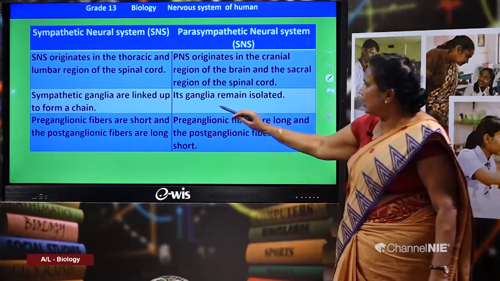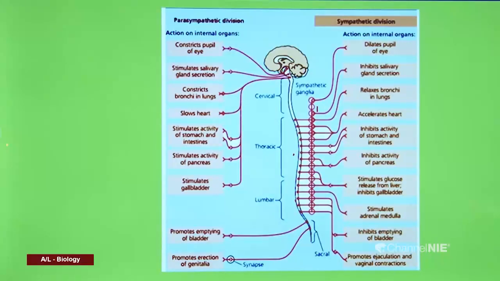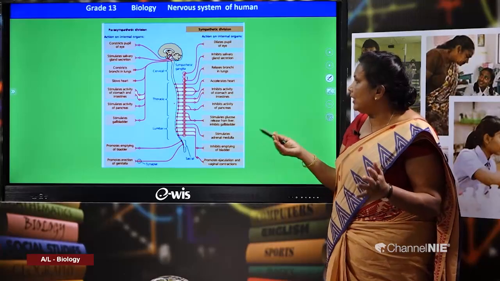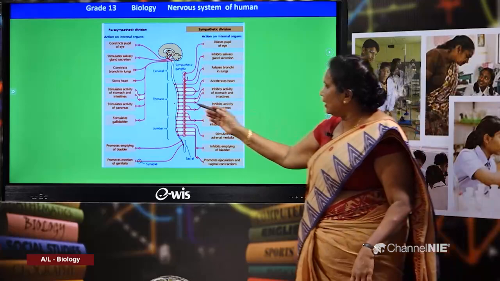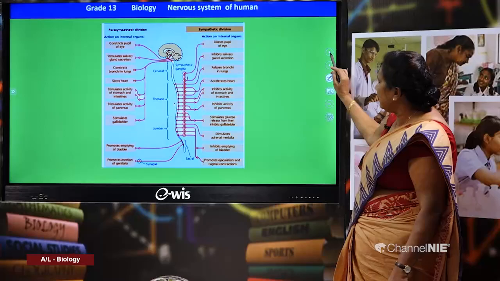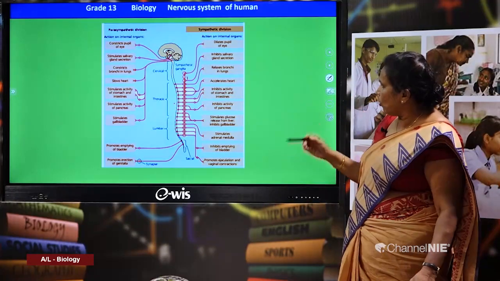Sympathetic ganglia are linked to form a chain. So if you see this diagram, these are the sympathetic ganglia. Ganglia form a chain, right. But here there is no chain of parasympathetic ganglia. The parasympathetic division contains isolated ganglia close to the organs, the effector organs, right. That is one important difference.